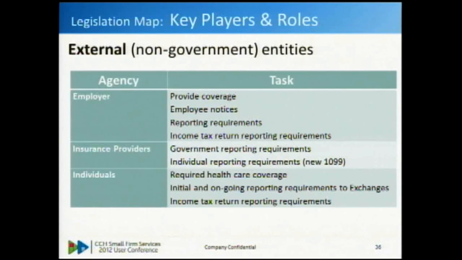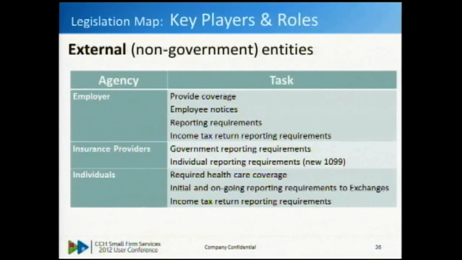So one thing to think about from the employer point of view, this is not just for your clients and their businesses, but for your businesses as well. So as we go through this, think about the impact to you guys and how you need to execute on it as well.